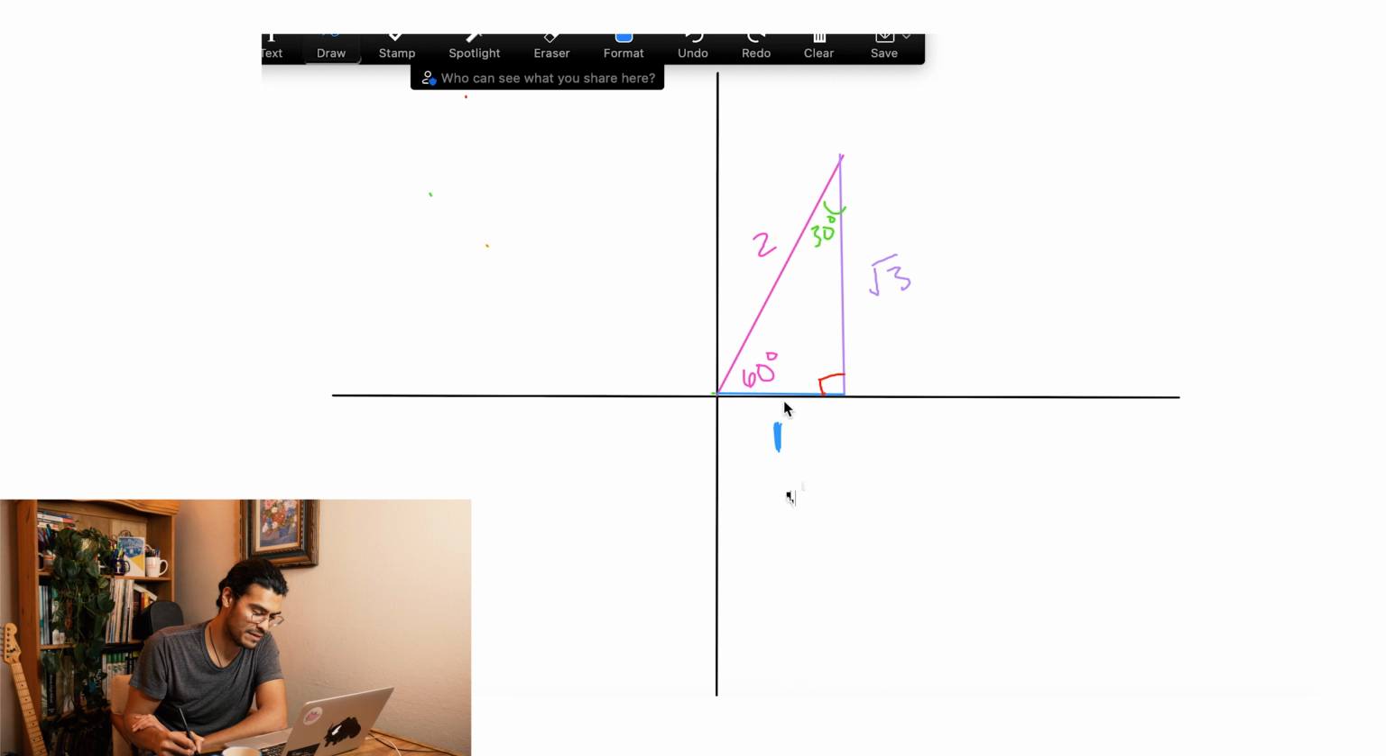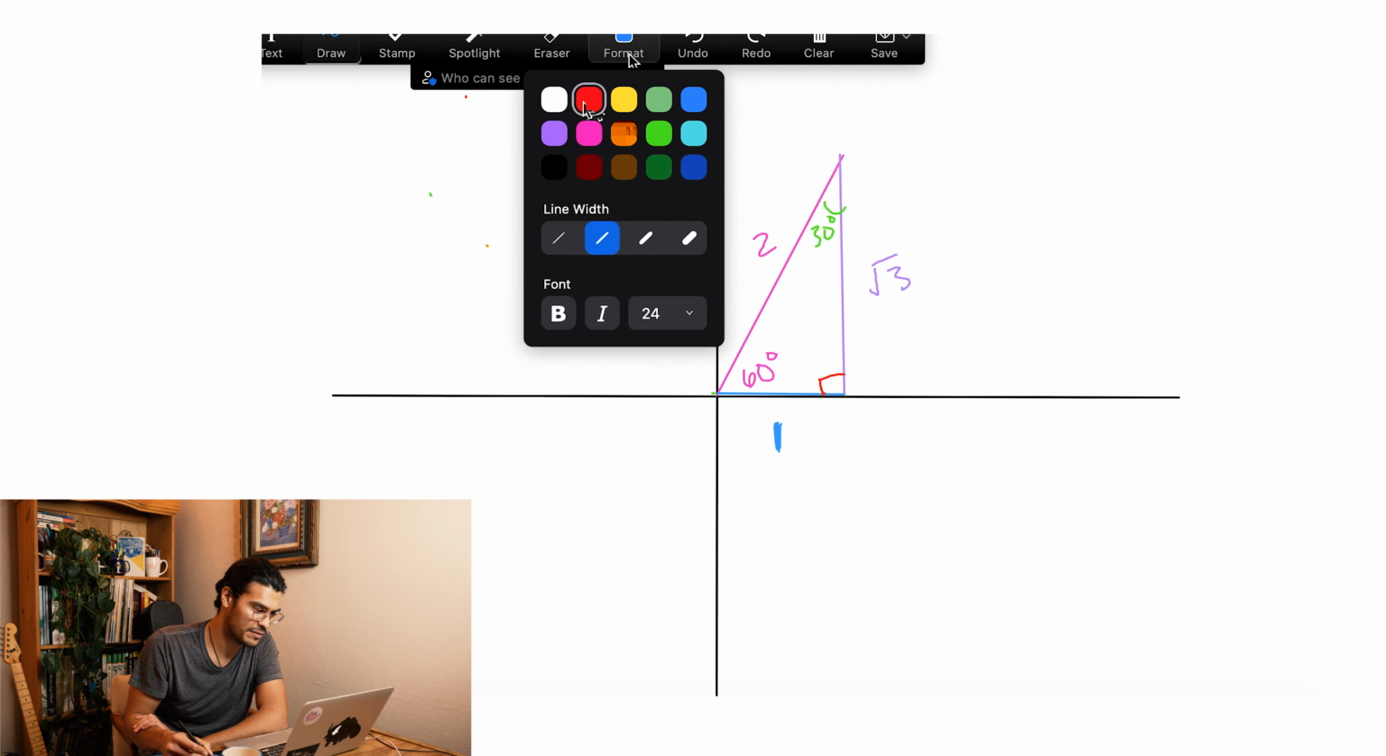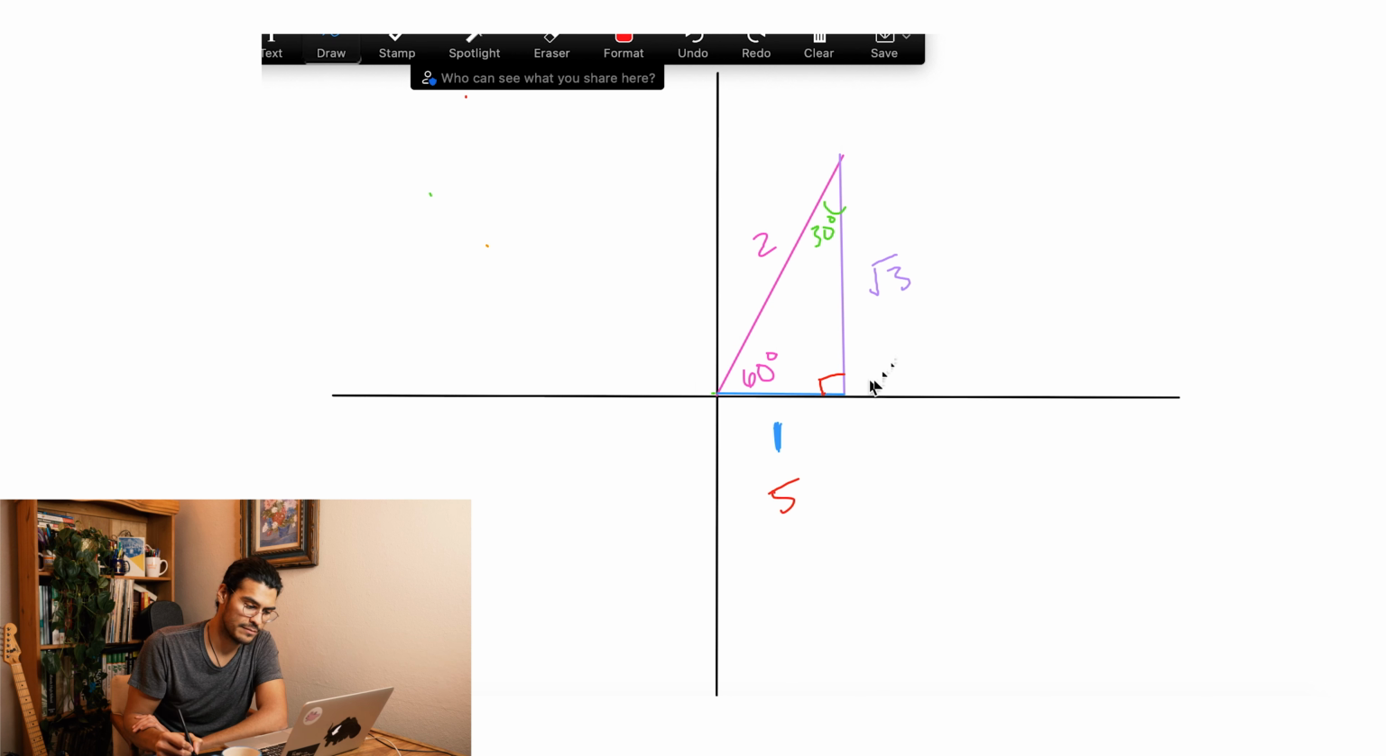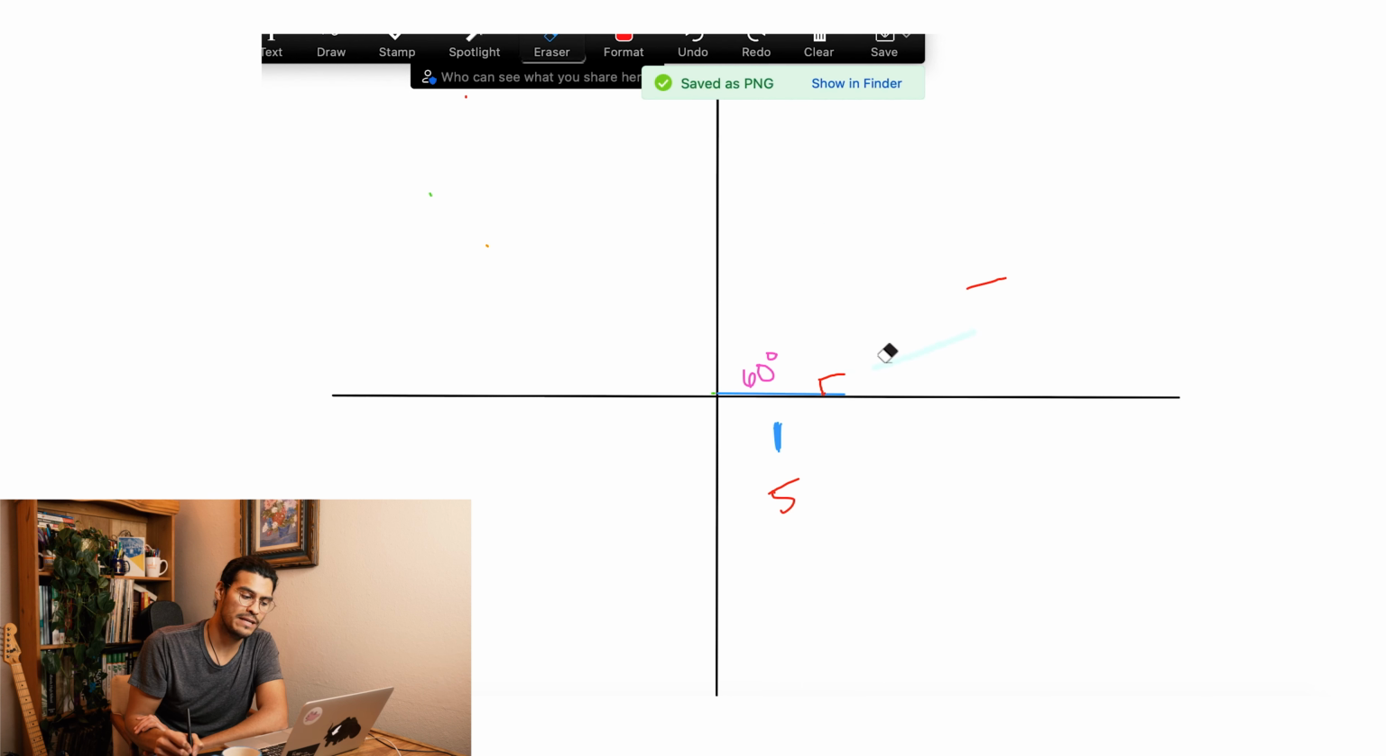So in other words, instead of this being 1, let's say this horizontal side was 5. That means our vertical side would be 5 root 3, and our hypotenuse would be 10. And it works the same way all around the xy plane.